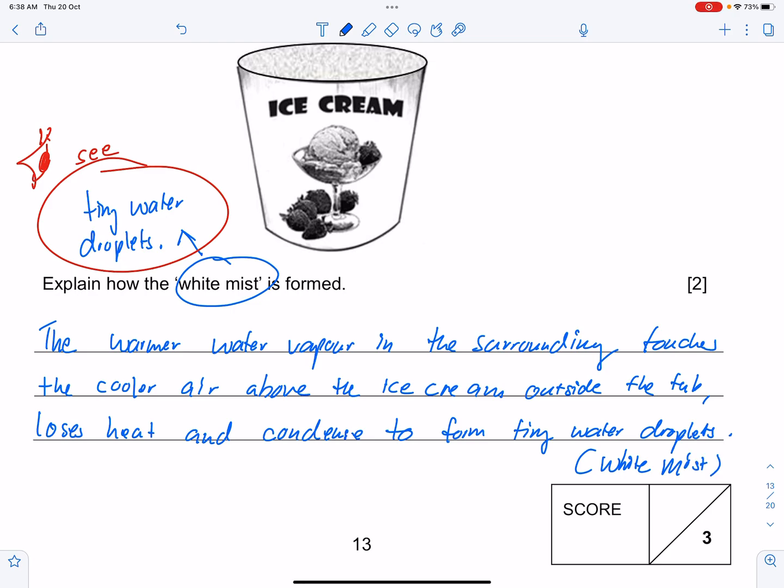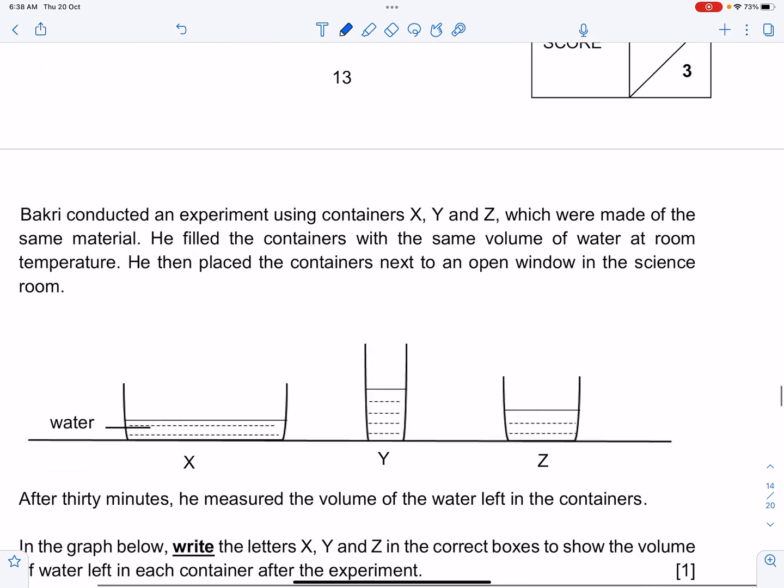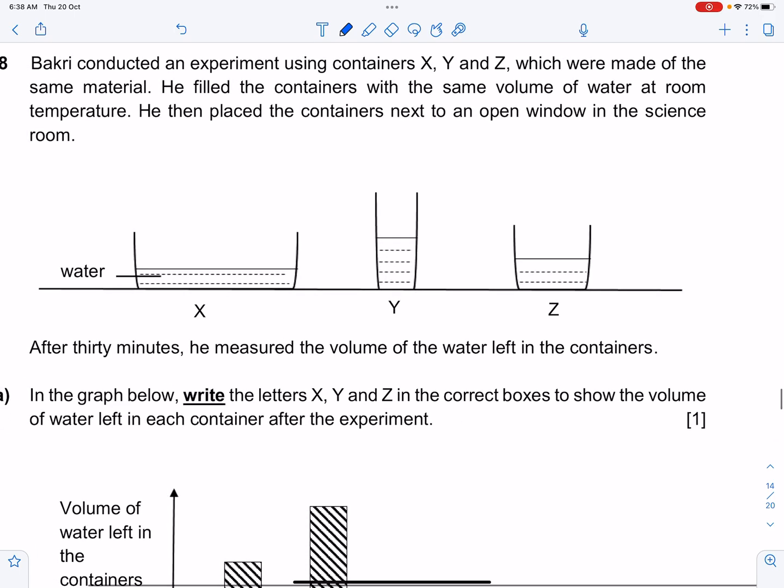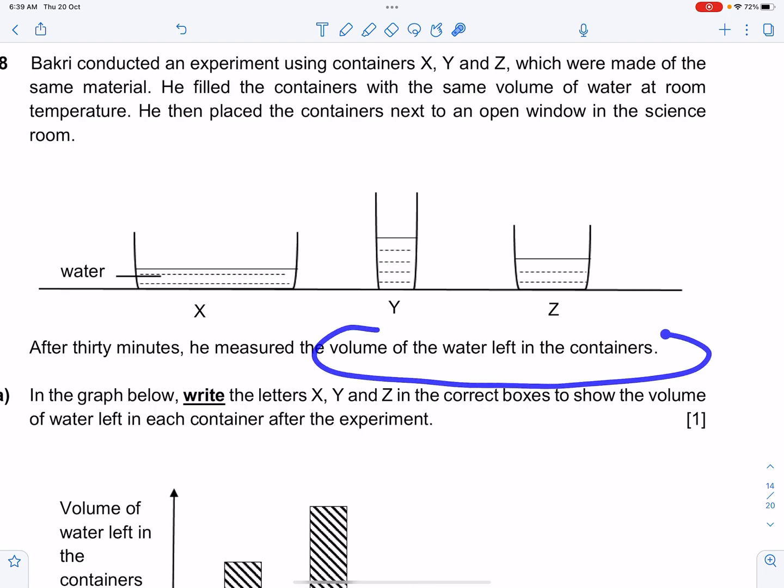Okay. Next, Bakri conducted an experiment using containers X, Y, and Z, which were made of the same material. He filled the containers with the same volume of water at room temperature. Okay, he then placed the containers next to an open window in the science room. After 30 minutes, he measured the volume of water left.